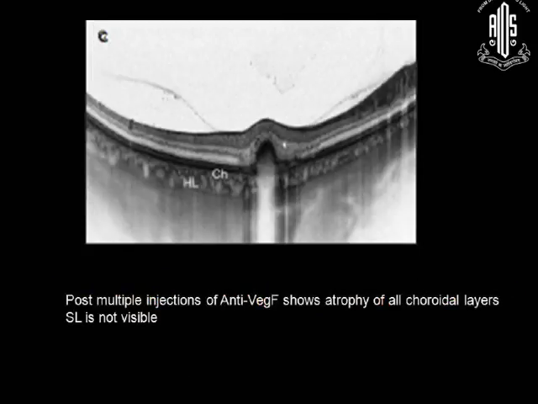So he receives multiple injections of Avastin, and see what is happening to the choroid. The choroid is decreasing in thickness but also becoming atrophic, and you see the choriocapillaris layer is seen, but we straight away see Haller's layer and we are not seeing any Sattler's layer. So if the choroid is not good, it's not going to give good blood supply to the retina.